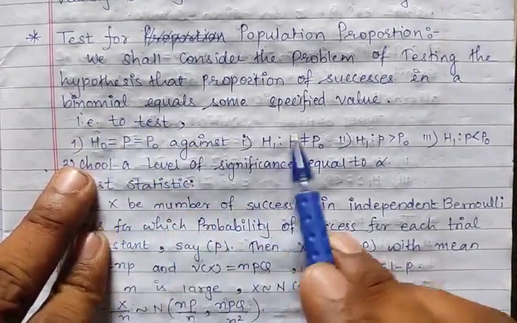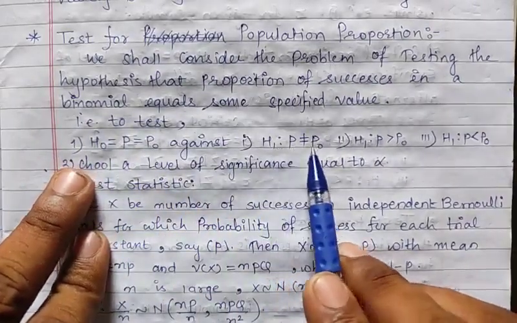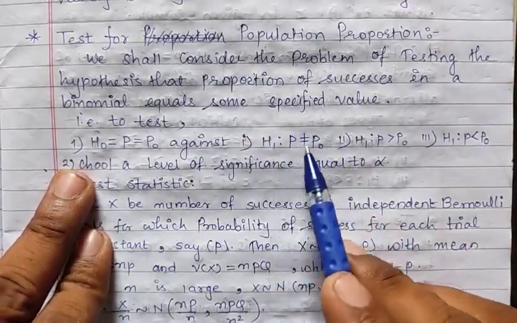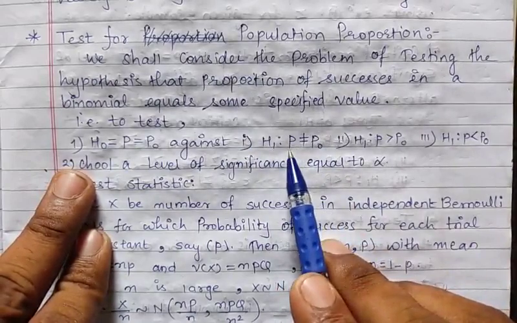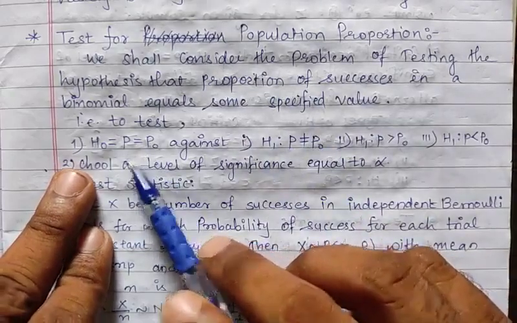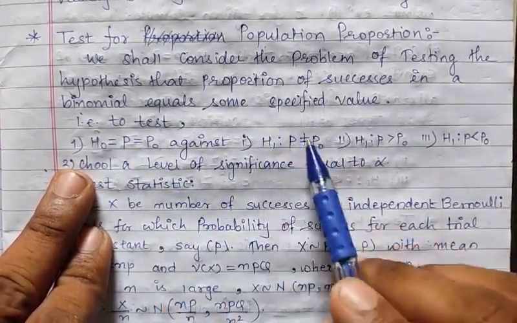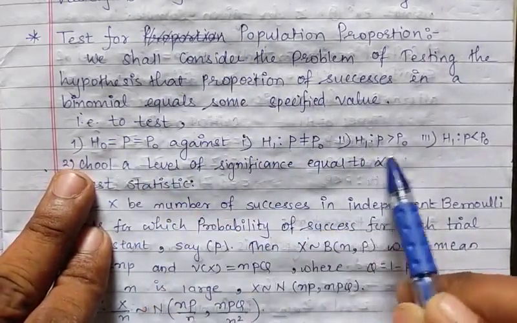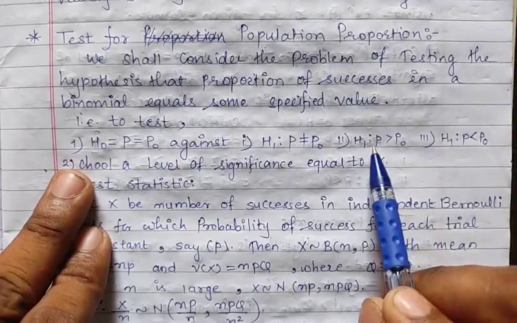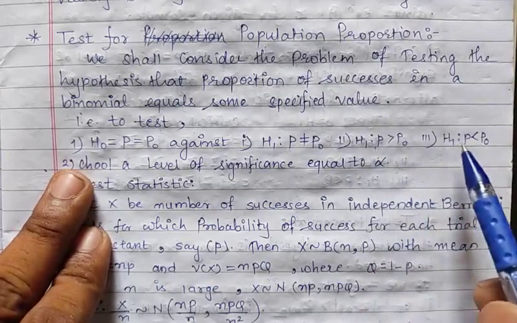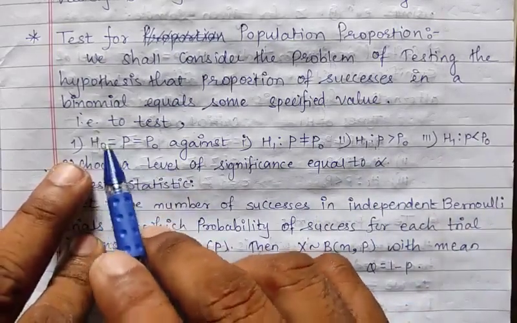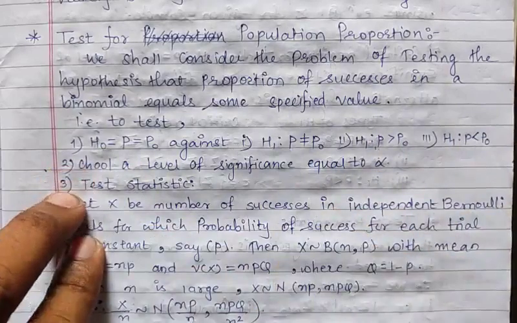Now we check H0 against H1, which is P is not equal to P naught. So P is not equal to P naught means this is a two-tailed test. Or we check P is less than P naught, or P is greater than P naught. So these two are the one-tailed tests, one of them is a left-tailed test and one of them is right-tailed. So we check H0 against these three conditions.